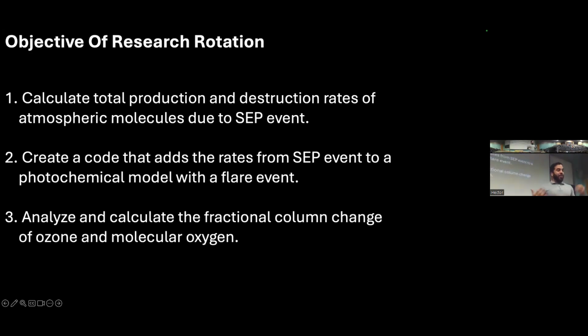And that's where I come into play. My objective for the research rotation was to calculate the total production and destruction rates of the atmospheric molecules when a stellar energetic particle event happens. How does that affect the destruction and production rates for different molecules in the atmosphere? Then I had to create a code that adds the rates from the SEP event to a photochemical model that includes a flare event. So I'm adding the flare plus the particle event that destroys or produces the molecules in the atmosphere. Then I analyze and calculate the fractional column change for ozone and molecular oxygen, as Segura did in their paper.